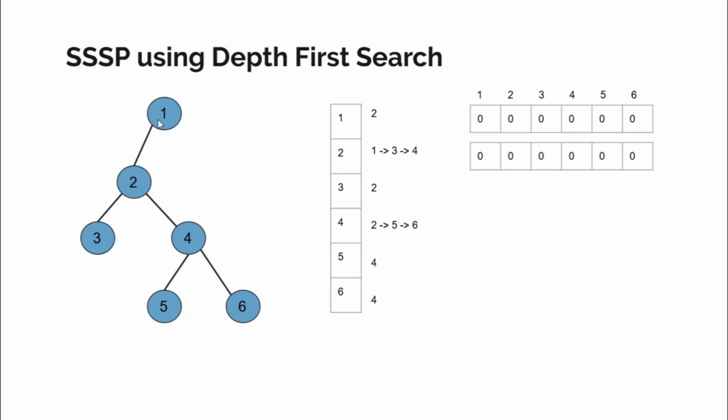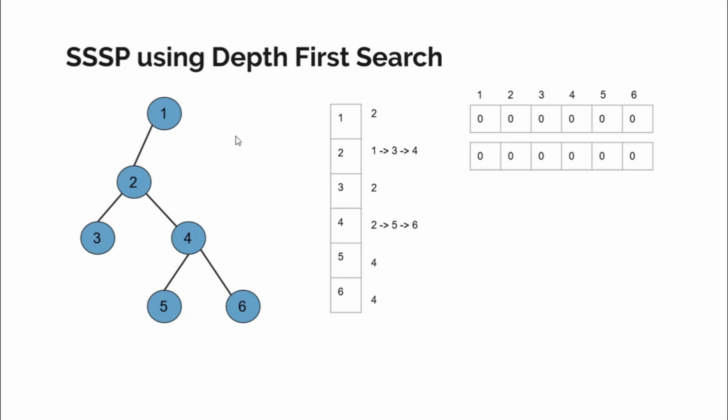So you have to find the shortest distance from 1 to 5, 1 to 6, 1 to 3, 1 to 4, 1 to 2, and so on. This is the visited array, and this is the distance array. In this array we would store the distance of nodes 2, 3, 4, 5, 6 from node 1, and this, as you already know, is the adjacency list representation of the given graph.